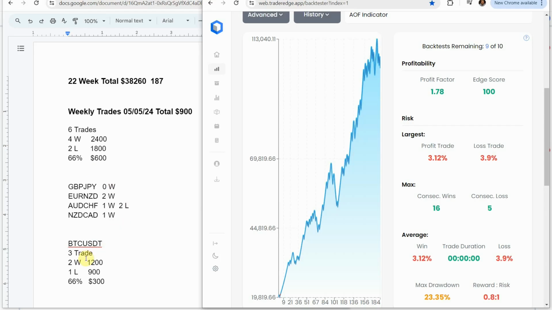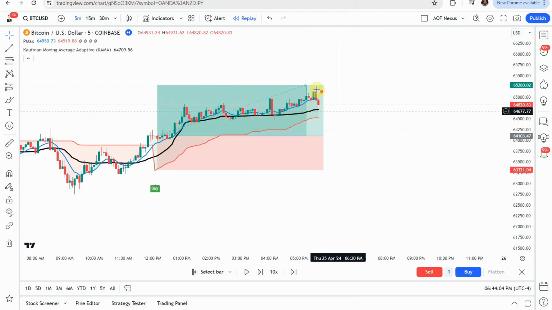On the crypto coin, we had 3 trades, 2 winning trades, 1 losing trade, a 66% win rate again, and a gain of $300. So for the week, we would have been up $900 altogether, and at the 22-week total, we would have been up $38,260 over 187 trades. You can see more stats on the strategy here and the growth of the account there. Really good stuff from the Academy of Forex indicator.